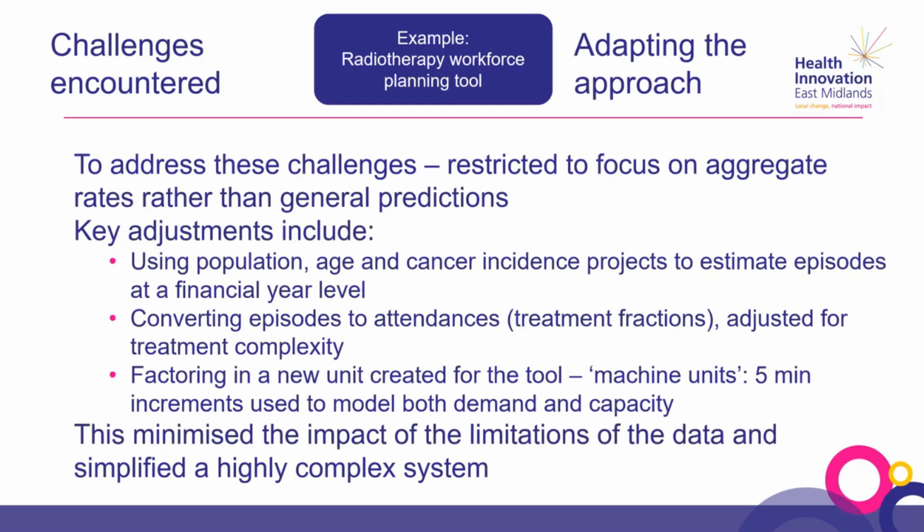So to address these challenges, we focused on alternatives such as aggregated growth rates for population and cancer incidence, rather than statistical forecasting predictions, which we applied to episodes rather than attendances, as these were less likely to be affected by COVID, while at the same time overcoming the problem with sparse, noisy and inconsistent data. The key adjustments included using population age and cancer incidence projections to estimate episodes at a financial year level, converting episodes to attendances or treatment fractions, which could be adjusted for treatment complexity, and factoring in a new unit created for the tool, which was machine units of 5-minute increments used to model both demand and capacity. This minimised the impact of the limitations of the data and simplified a highly complex system.